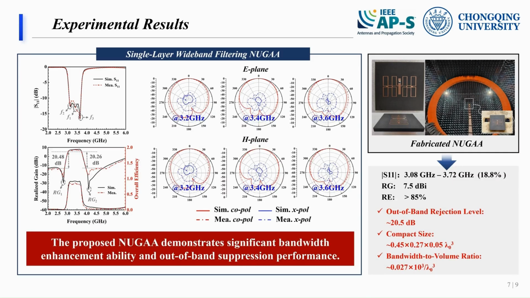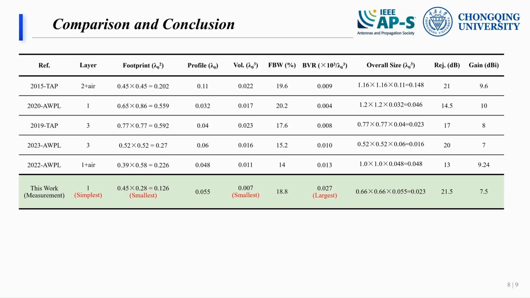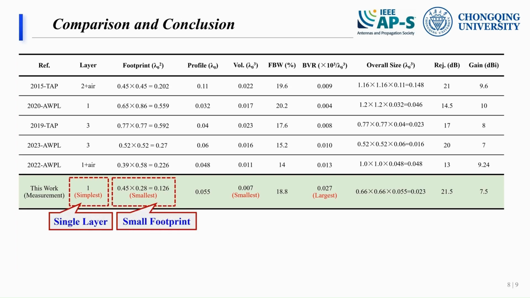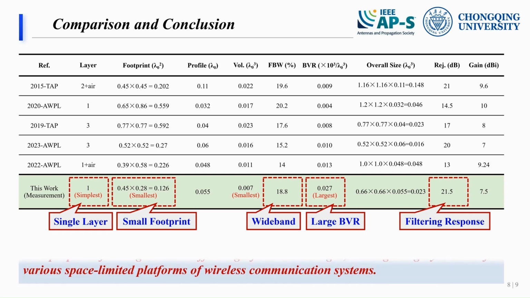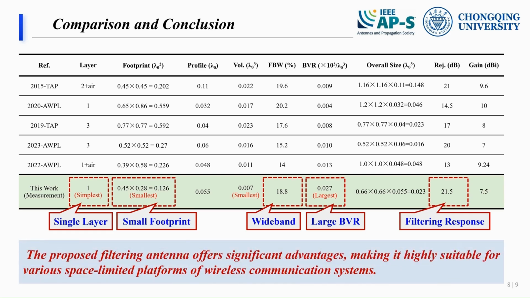The proposed non-uniform grid array antenna was fabricated and tested, demonstrating that the measured results align closely with the simulated values. As shown in the table, the proposed antenna offers several advantages, including a single-layer structure, compact footprint, wide bandwidth, high bandwidth-to-volume ratio, and integrated filtering function compared to other designs. This proposed design provides significant benefits, making it highly suitable for various space-constrained platforms in wireless communication systems.